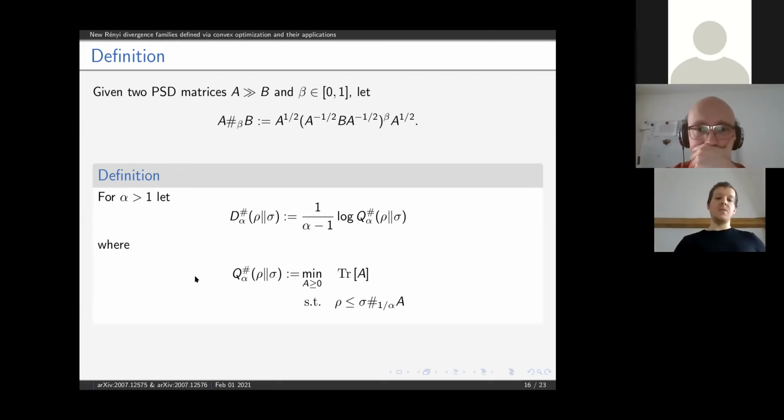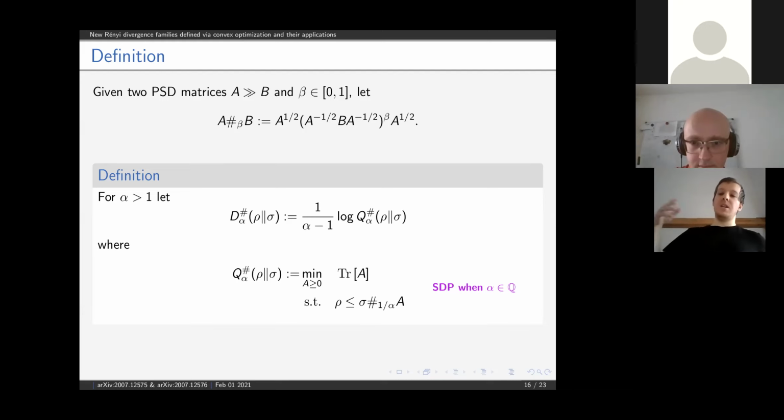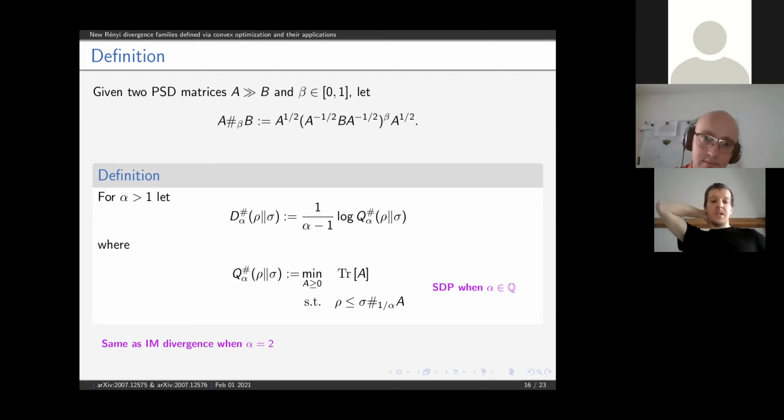And like in the first part of the talk, this Q quantity is going to be defined via a solution to a convex optimization problem. And this convex optimization problem is this problem here. One thing to note is that this is actually a semi-definite program when alpha is a rational number. And this follows again from something Hamza mentioned in his tutorial, namely that this weighted matrix geometric mean for certain values of alpha can be represented via some semi-definite constraints. Another thing is that when alpha is 2, this definition actually coincides with the iterated mean divergences that I mentioned in the first part of the talk.